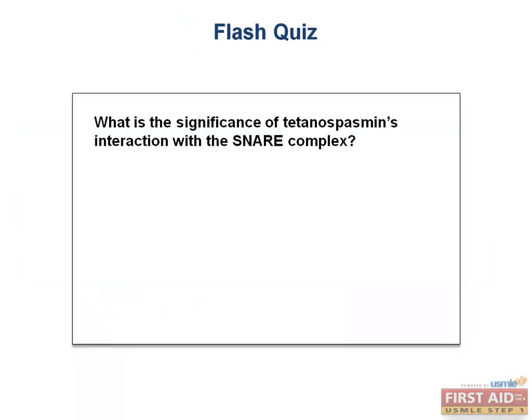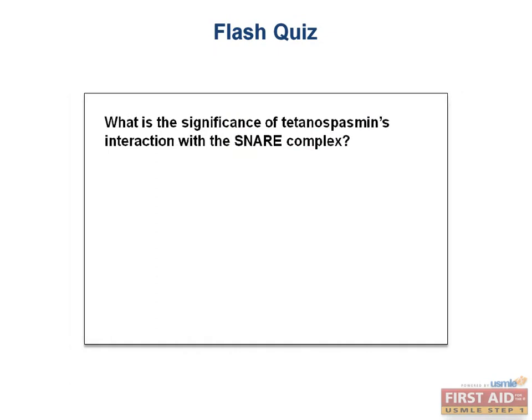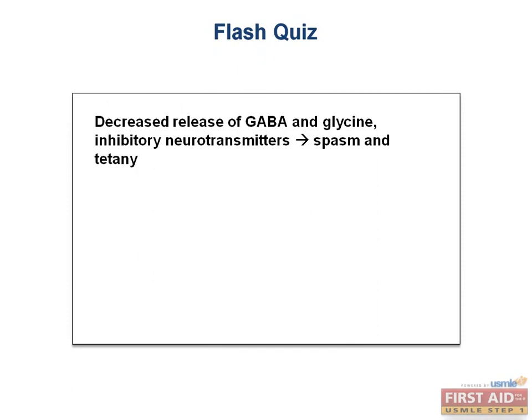Okay, time for another flash quiz. Hopefully you're getting the hang of these by now. What is the significance of tetanospasmin's interaction with the snare complex? Answer: decreased release of GABA and glycine. Since these are inhibitory neurotransmitters, you'll develop tetany and spasm.